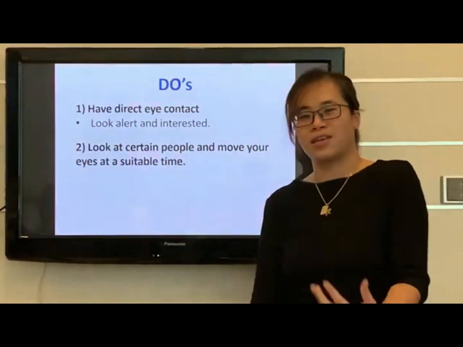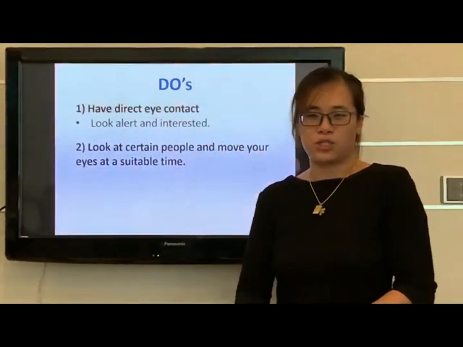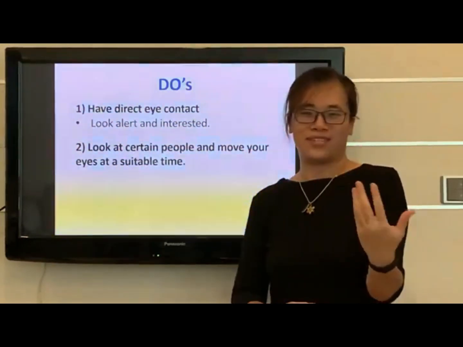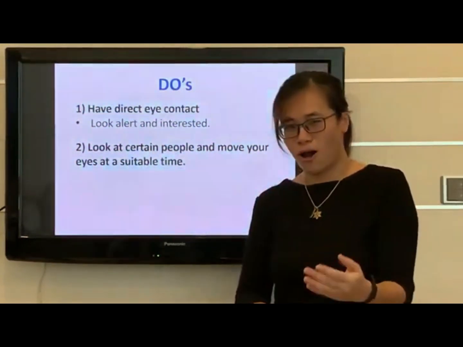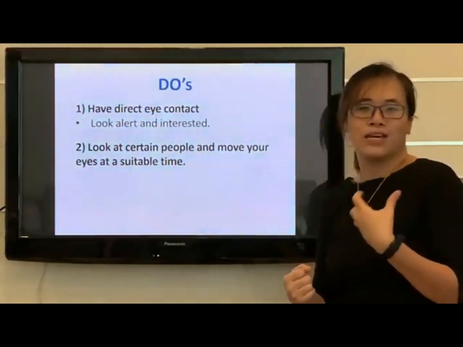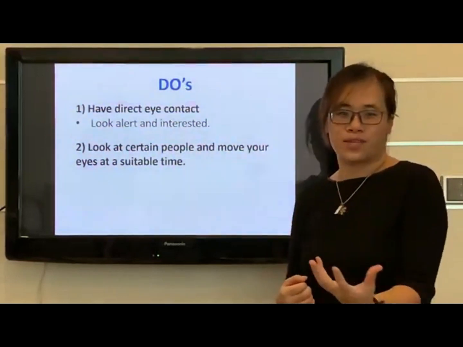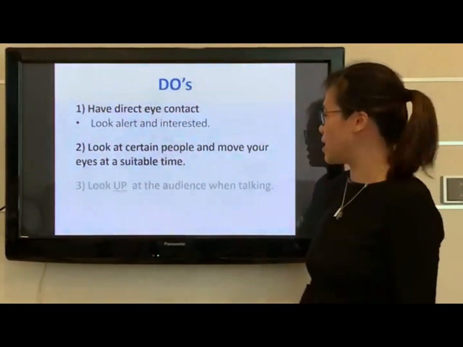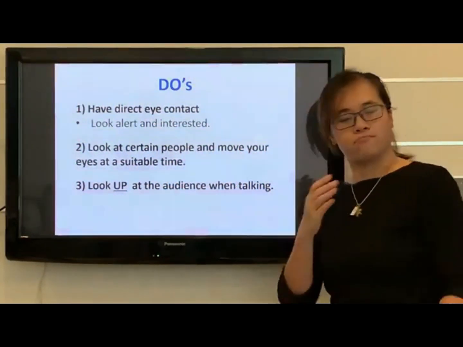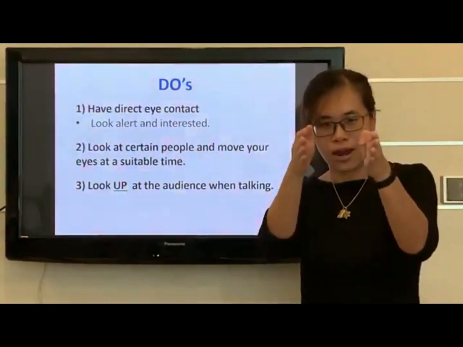Like how my teacher always told me, okay Esther, if you're scared during a speech, look at the wall. If I'm looking at the wall right now, you would think that I have seen a ghost, right? So don't look at the wall. Instead, focus on the audience. Look interested. Your eyes should have a certain gleam, showing you are interested in telling this. Look at certain people and move your eyes at a suitable time. Again, don't just stare at one particular person.